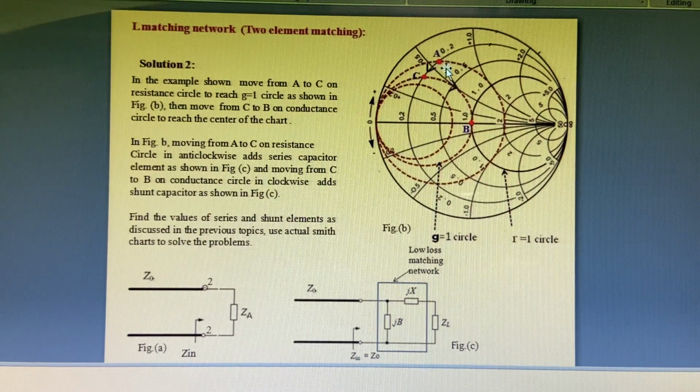So if the impedance point is not on the R equal to 1 circle or the G equal to 1 circle, there are two elements we have to add to get impedance matching, like this. Actually, this problem should be solved using an actual Smith chart.